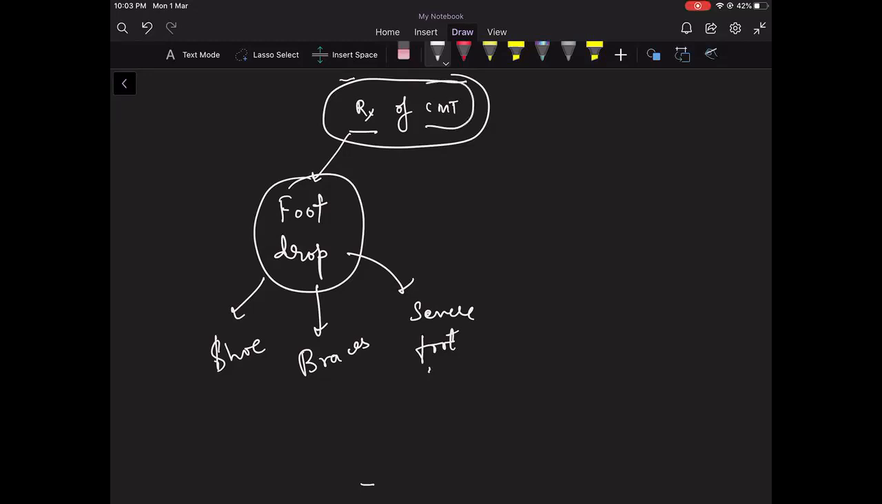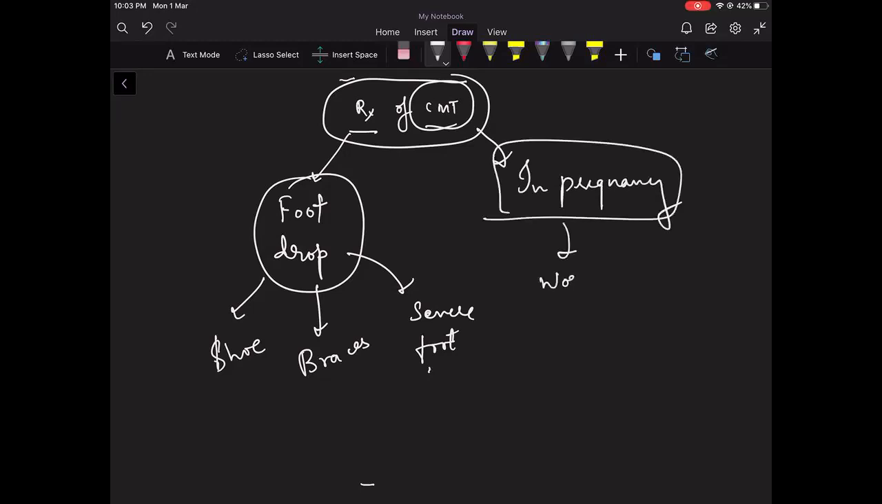In Charcot-Marie-Tooth disease, another important point is that in pregnancy in females, the symptoms worsen and the reason is not known. So usually we give supplements with vitamin C and sometimes steroids, but they have not shown much benefit.